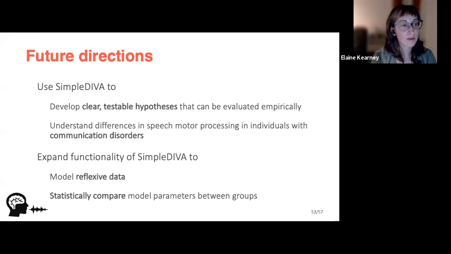We are also actively working to expand the functionality of Simple Diva. So one of our more immediate goals is to model reflexive data. So that's the data similar to what I showed in the first study. And we actually expect to be able to release that version of the model within the next 1 to 2 months. And we also want to be able to statistically compare model parameters between groups, because right now we can really only do that in a qualitative sense, kind of saying, yes, this group seems to have an alpha A that's higher than the other group, but we don't yet have a way to statistically quantify that difference.